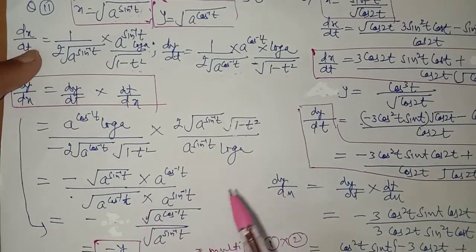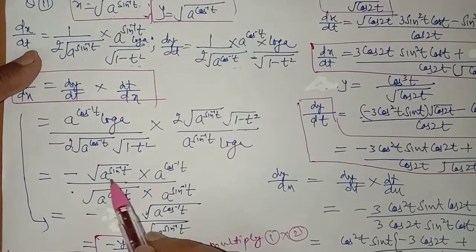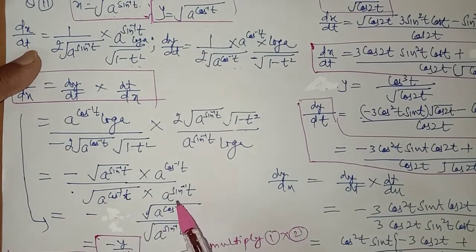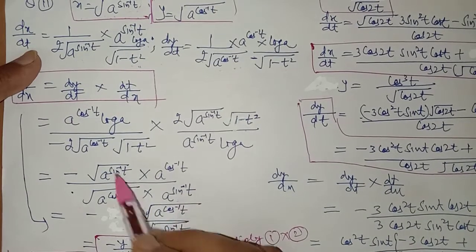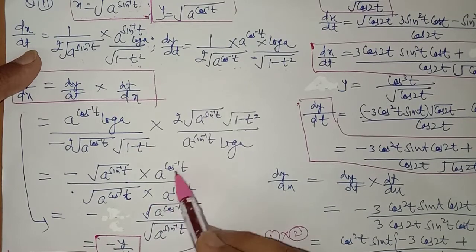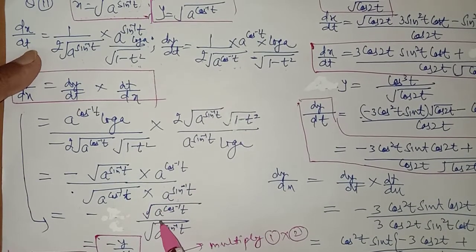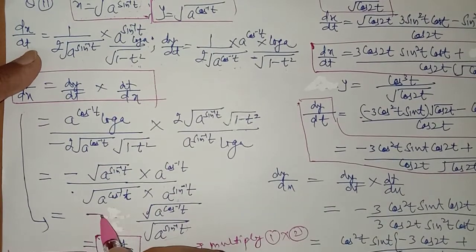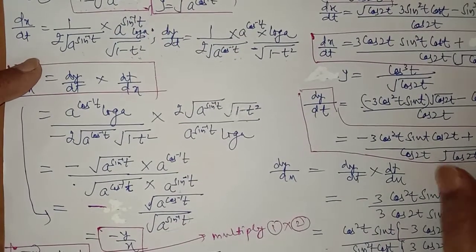We are getting this. Now, it is under root a sin inverse t. So when we use the law of exponent, we get under root a sin inverse t, and by simplifying this we are getting under root a cos inverse t, which is equal to y and which is equal to x. So this is minus y upon x.